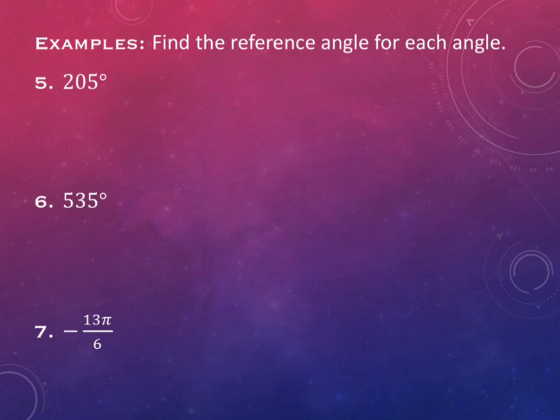Okay, so if something is already less than 360, we can go immediately to a picture. And from our picture, we need to figure out which quadrant we're in. Which quadrant are we in if we have 205 degrees? Quadrant 3. Everybody good with that? Okay, cool. So here's quadrant 3.